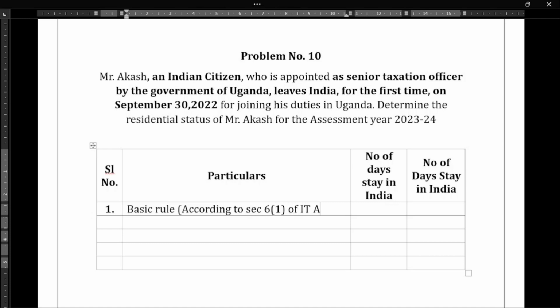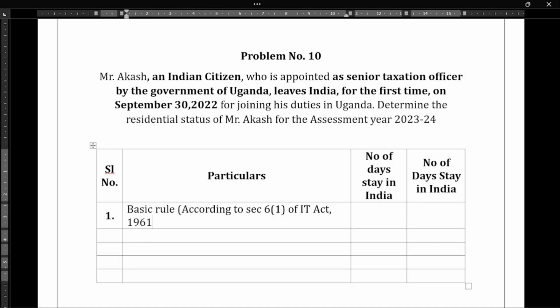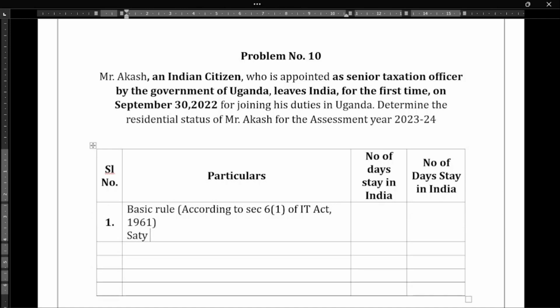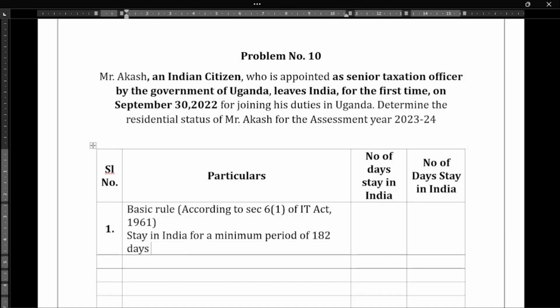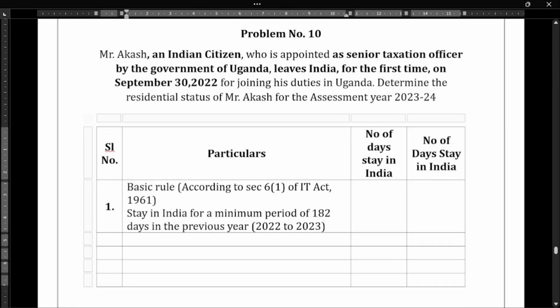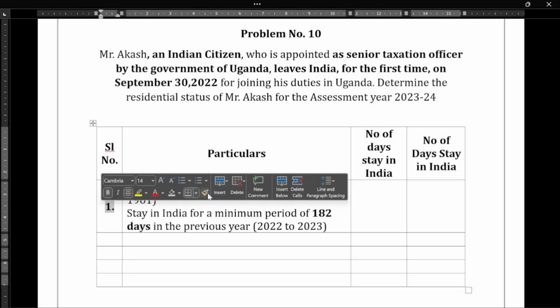IT Act of 1961. It says that stay in India for a minimum period of 182 days in the previous year. So previous year 2022-2023, in this previous year he must stay in India for at least 182 days.